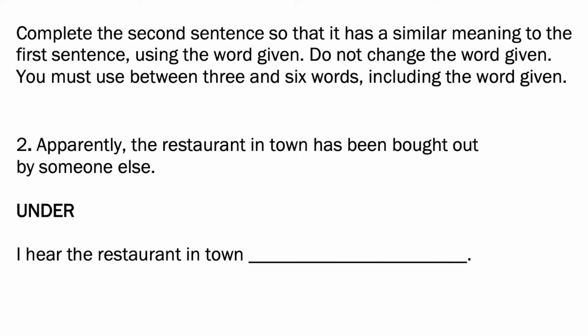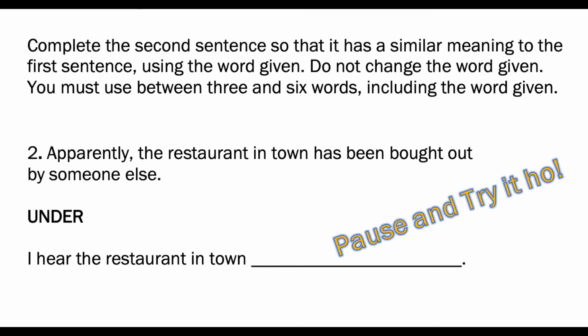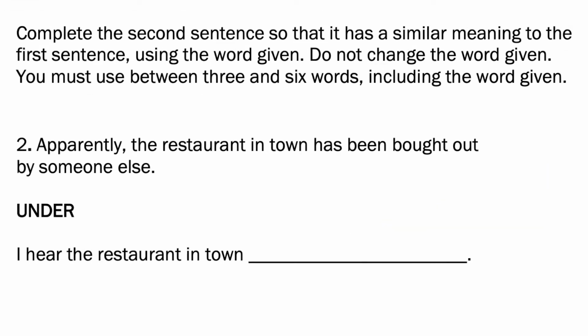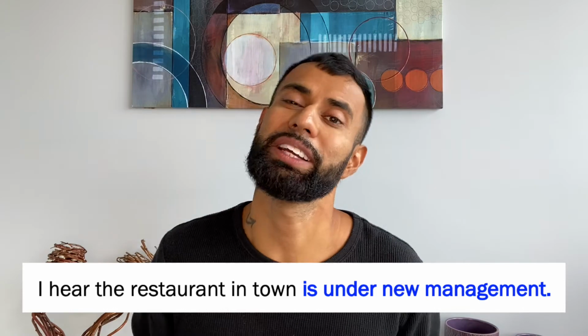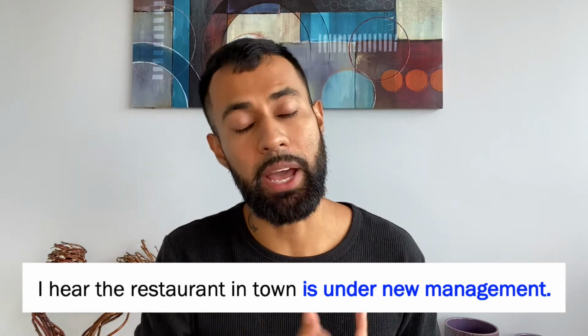Transformation 4, CAE. Apparently the restaurant in town has been bought out by someone else. The keyword is under, and the sentence to transform: I hear the restaurant in town blank. Go for it. Answer is, I hear the restaurant in town is under new management.